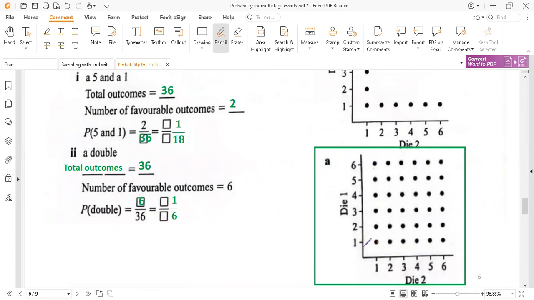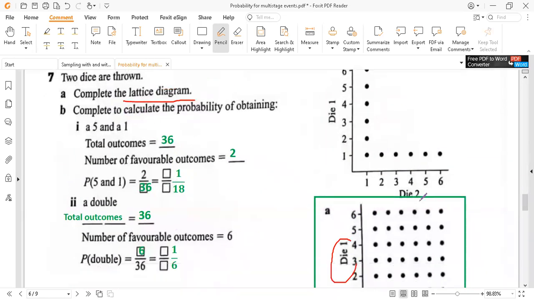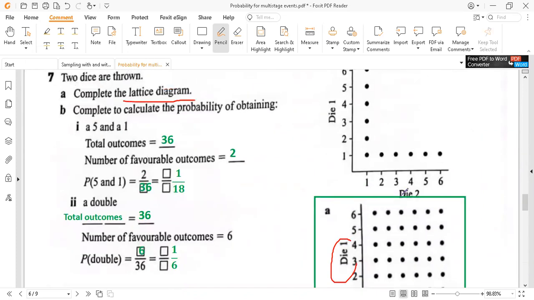Why did we start with this one? Because this is the first die and this is the second die. So we started with 1, then this number: 1, 2, 1, 3, 1, 4, and so on. Normally, it is obvious that we have 6 by 6, so we have 36 outcomes. The total outcomes are 36.